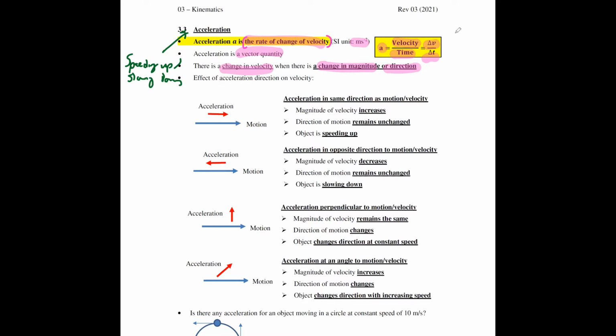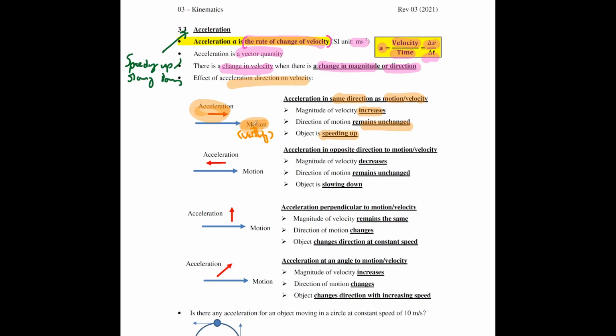Now, specifically, you need to know the effect of acceleration direction on your velocity or your motion. There are a few cases that are given to you here. When your acceleration is in the same direction as your motion or your velocity, the magnitude of velocity increases, but your direction of motion remains unchanged. Your object will actually speed up. This is if acceleration is in the same direction as your motion. Usually, motion and velocity are always the same. They are comparable to each other.